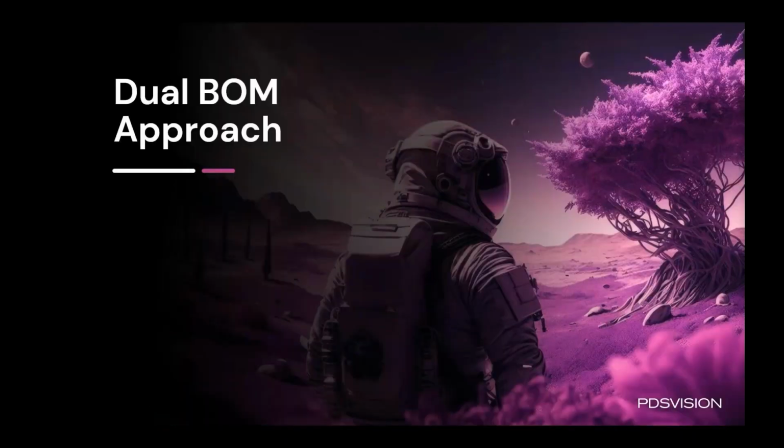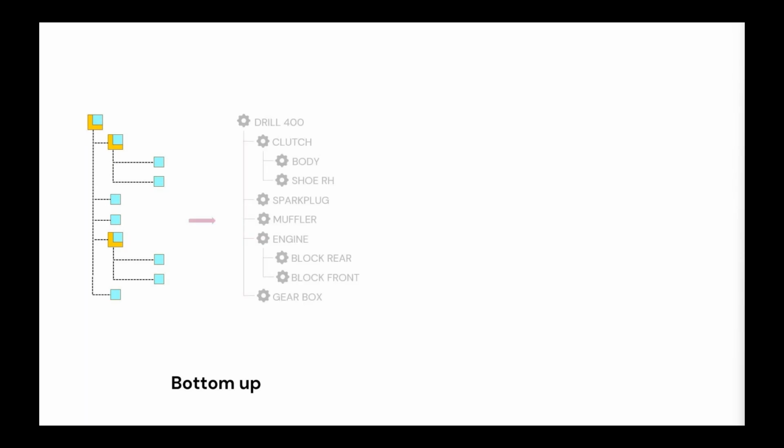So once we've classified the components, we then have to approach our bill of material in a particular way. There are two classic methods of approaching a bill of materials. The first is a bottom-up approach. This is where we start with the CAD structure, the CAD design, and push that information up into a part structure.